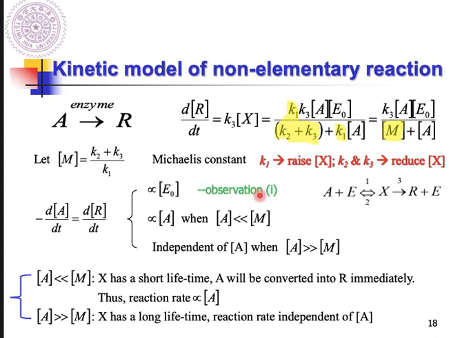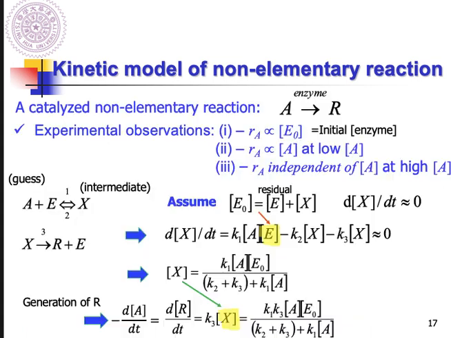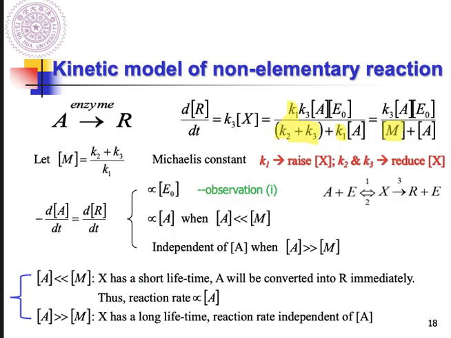Experimental observation 2 says that when we have a low Ca, the consumption rate of reactant A is proportional to Ca. Let me check. If we have a low Ca, this is small. How small? We assume it is much smaller than M. So you can delete this term, and the consumption rate will be proportional to the concentration of Ca. Yes, it fits our experimental observation.